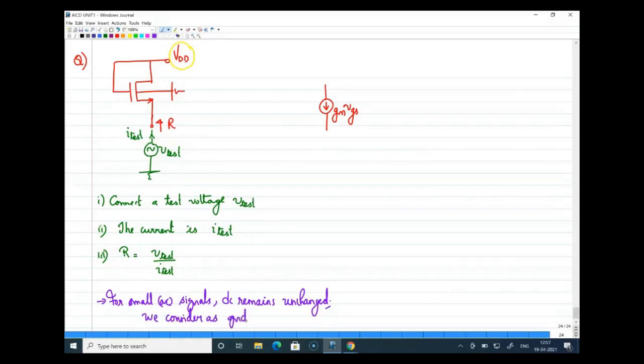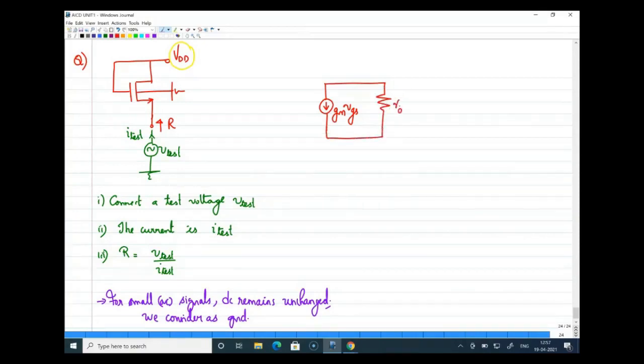Since it is not changing, we consider it as ground. You should understand the reason why we consider it as ground, because small signals or AC signals are changing. Since the DC signals are not changing, there is zero change. There is no incremental change. There is no incremental difference. That is why we consider VDD or supply voltages as ground. All right. So now what I do first is I'll replace this with the small signal equivalent circuit of the MOSFET, what we learned the other day.